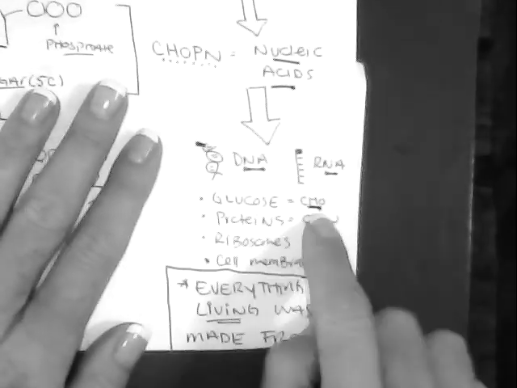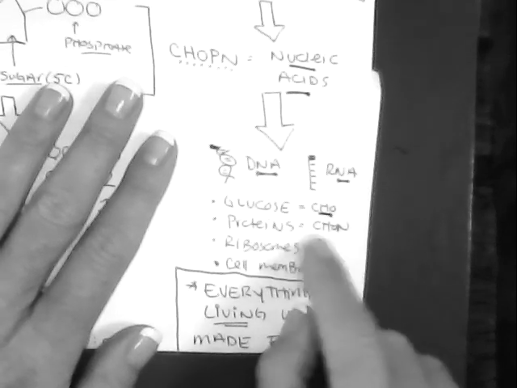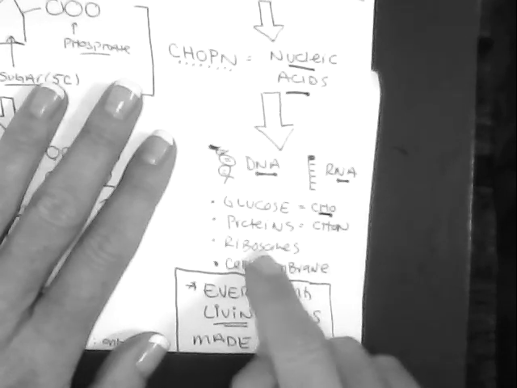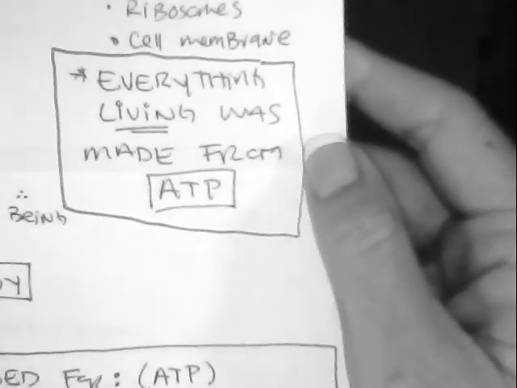Now if you take CHOPON and rip him out and make CHO, what we have is our glucose. We can also use CHON to make some proteins. We can make the ATP, rip him apart and make ribosome, cell membrane. So moral of the story is everything living is actually made from ATP.